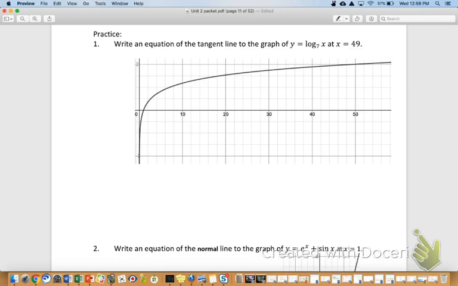It says, write an equation of the tangent line to the graph of y equals log base 7 of x when x equals 49. Reese? For a question like this, will we have a calculator? I would say no. Okay. So we can leave our slope values. Yeah, totally.